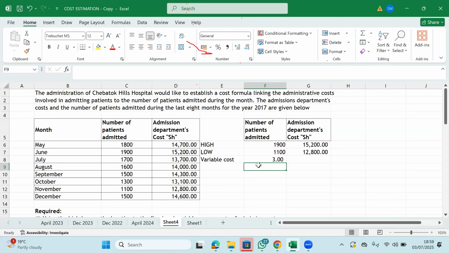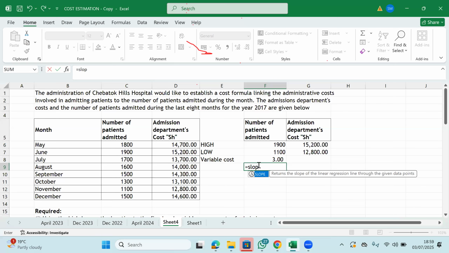Then alternatively, we can also talk about the slope as a function. So slope is also a function because, of course, you remember when we were talking about variable cost, we said it could be the gradient or the slope. I think you remember that discussion we had a few minutes ago. So if you use the slope function, it's basically asking us only two things.